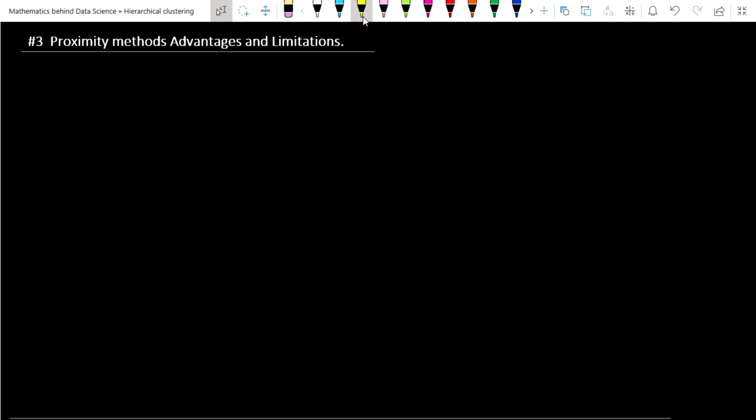Now let's see some proximity methods that will help us compute the proximity value between two different clusters. They also have some advantages and some limitations. Let's see these things one by one. The proximity methods that we in general use to compute the proximity value between two different clusters are like this. Mainly these methods we have applied.